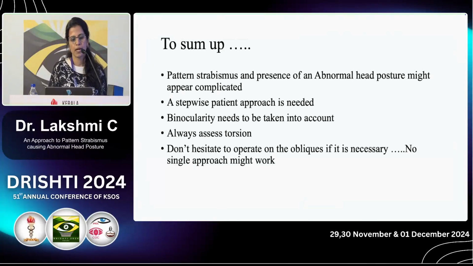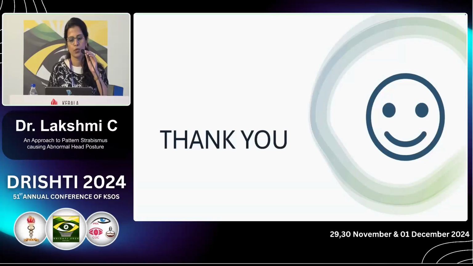To sum up, pattern strabismus and abnormal head posture can appear complicated. We need a stepwise approach. We need to assess the binocularity, always assess the torsion, and don't hesitate to operate on the obliques if it is necessary, and no single approach might work in these cases. Thank you.